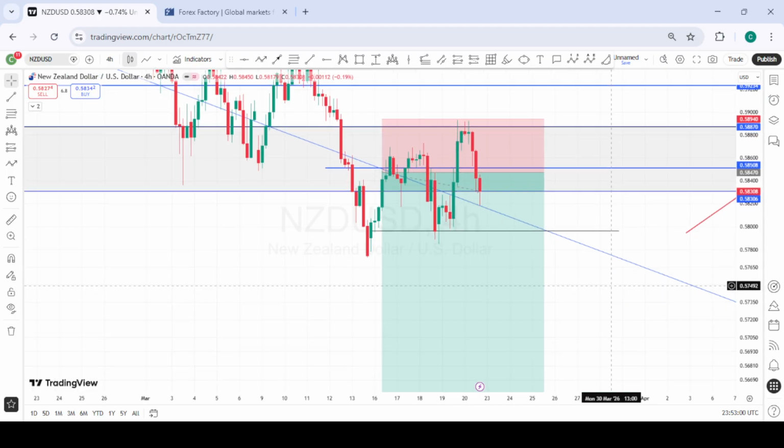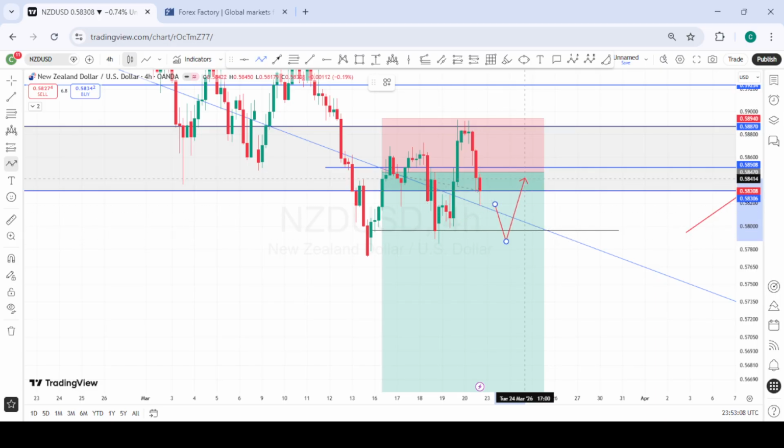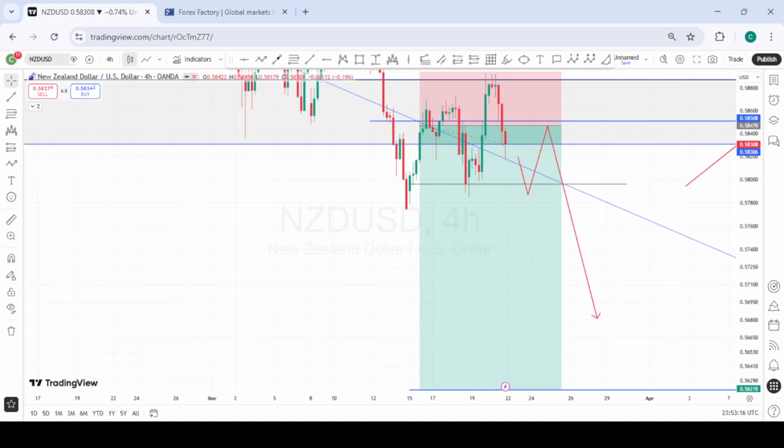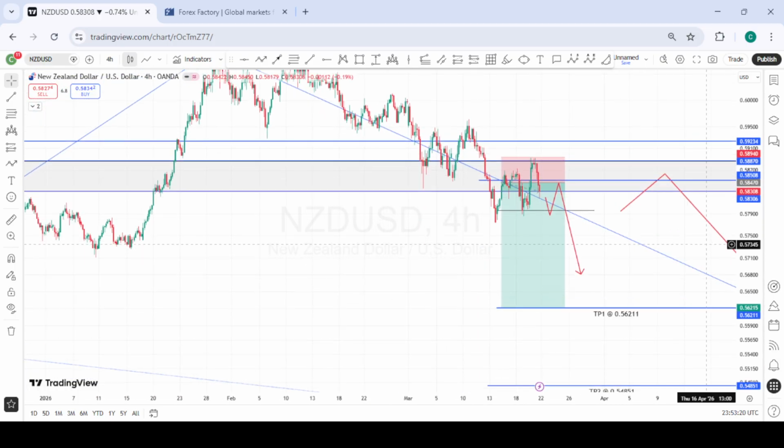So going into next week, we are expecting that price is going to break, is going to clear this 4-hour structure or this daily structure we have here, come for another retest or a lower high formation, or more like a right shoulder formation, and look for a continuation to the downside to complete this move. So we are very bearish on NZDUSD.